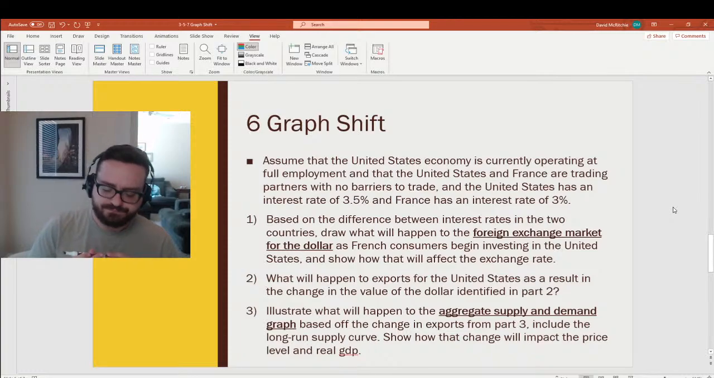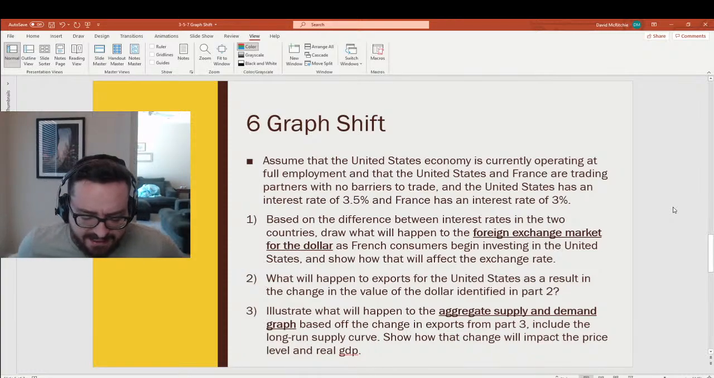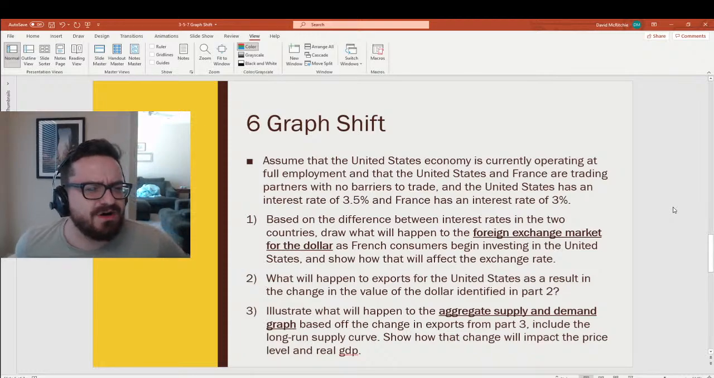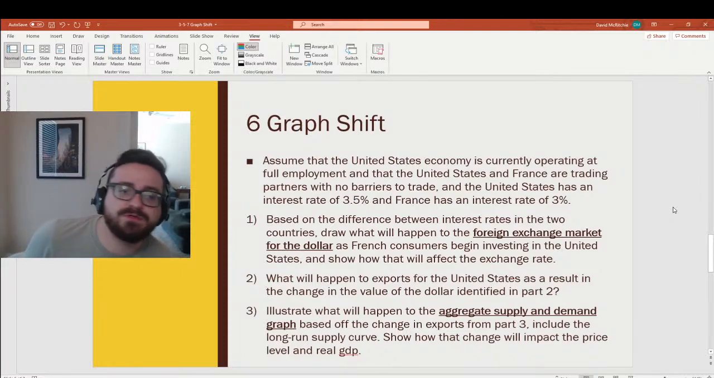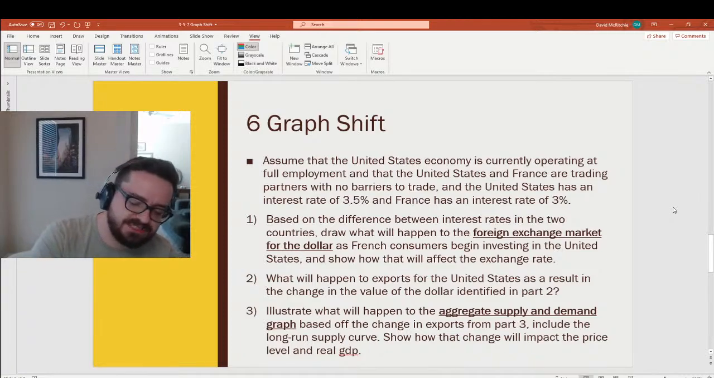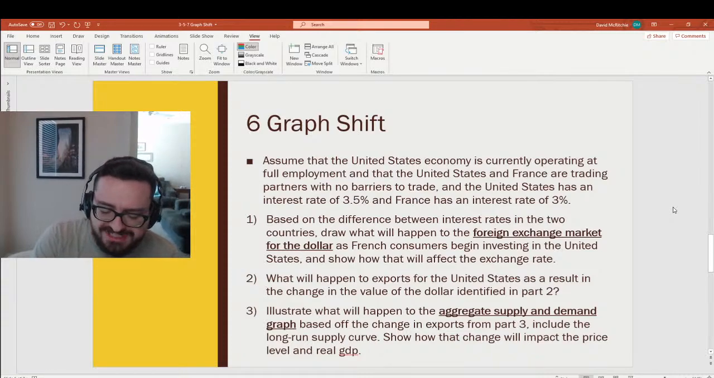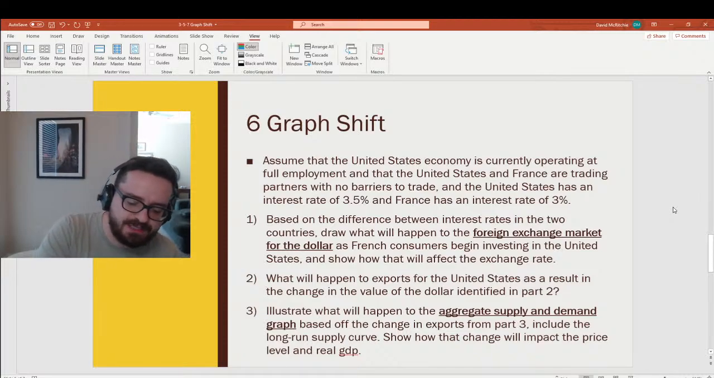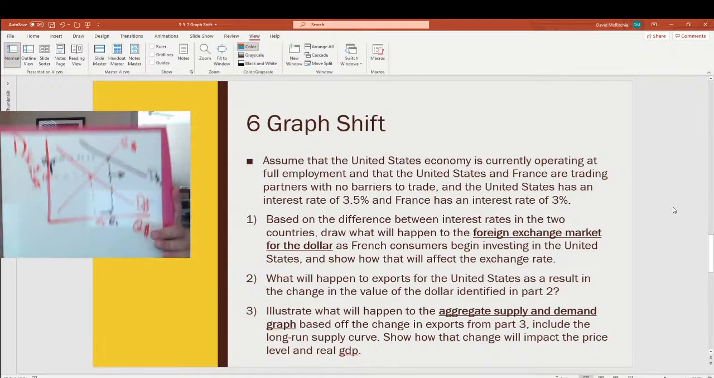Well, if they want to invest in the United States, U.S. banks like Wells Fargo don't really want euros. That's cool that they've got them, but that's not what they really want. So if they want to invest in the United States, the French consumers are going to need U.S. dollars, which means on the dollar graph, the Forex market for the dollar, the international market for the dollar, we should see an increase in the demand for dollars, because as these French consumers want to invest more in the United States, they will need and therefore want more U.S. dollars.